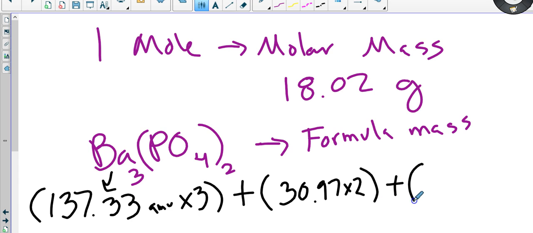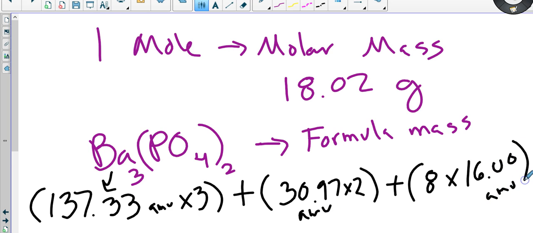And then I have how many oxygens? 8. You see how I'm doing this? This is just like how you count it up when you're balancing equations. So I got an 8 times oxygen, 16. This is AMUs, and this is AMUs. So now take your calculator and calculate up for me the formula mass for barium phosphate.